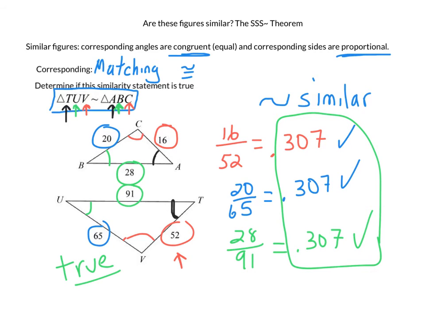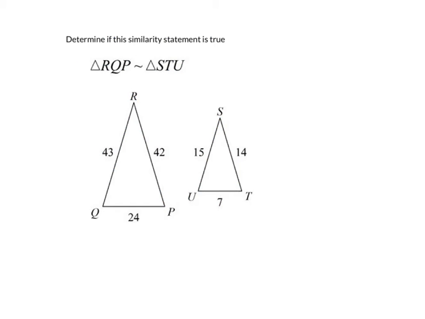All right, let's take a look at another one. Let me switch colors. Okay, so again, here's our similarity statement we need to check. Let's just start off by checking the ratios of the sides. On our triangle RPQ, our smallest side is 24, and we need to divide that by the smallest side on triangle STU, which is 7.